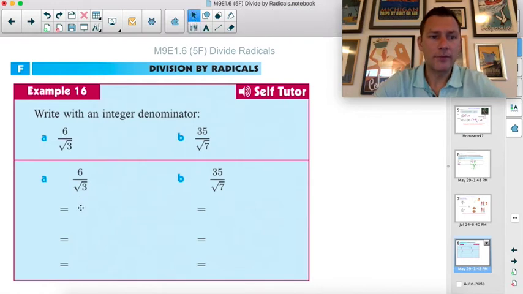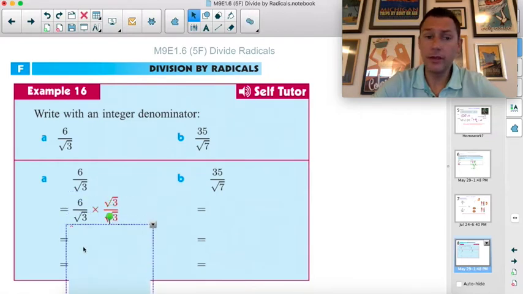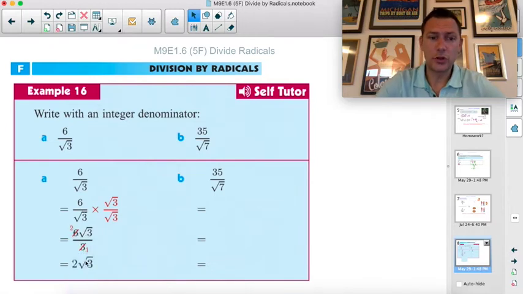I think we've done this one, but we'd multiply numerator and denominator by root 3 over root 3. Those give you root 9, which is 3 in the denominator. The 6 and the 3 cancel out, and you're just left with a 2 root 3.